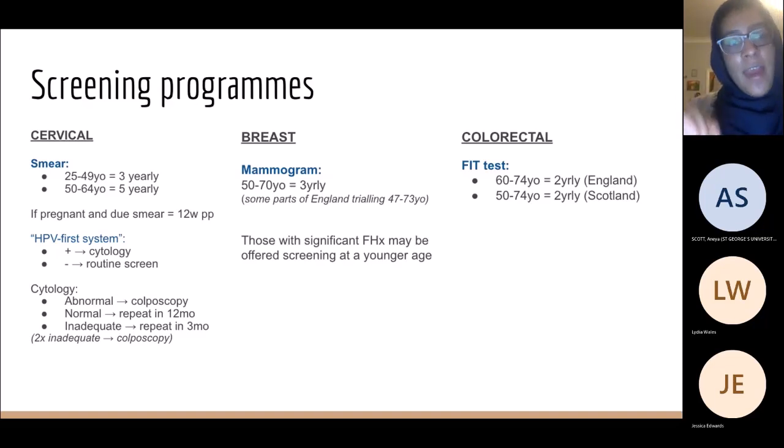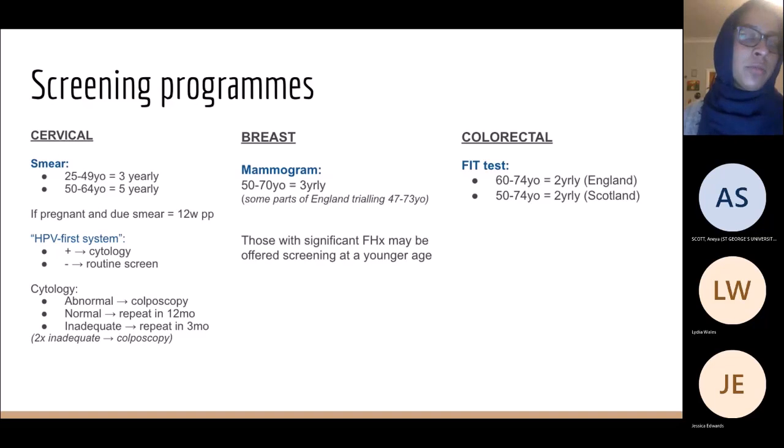And if they are HPV positive, we'll send them over for a cytological examination. What that is, is essentially looking at the cells in more detail to see if there's anything abnormal or potentially cancerous. If the cytology is abnormal, you would then refer the person to a colposcopy. That's essentially just looking at the cervix in closer detail.